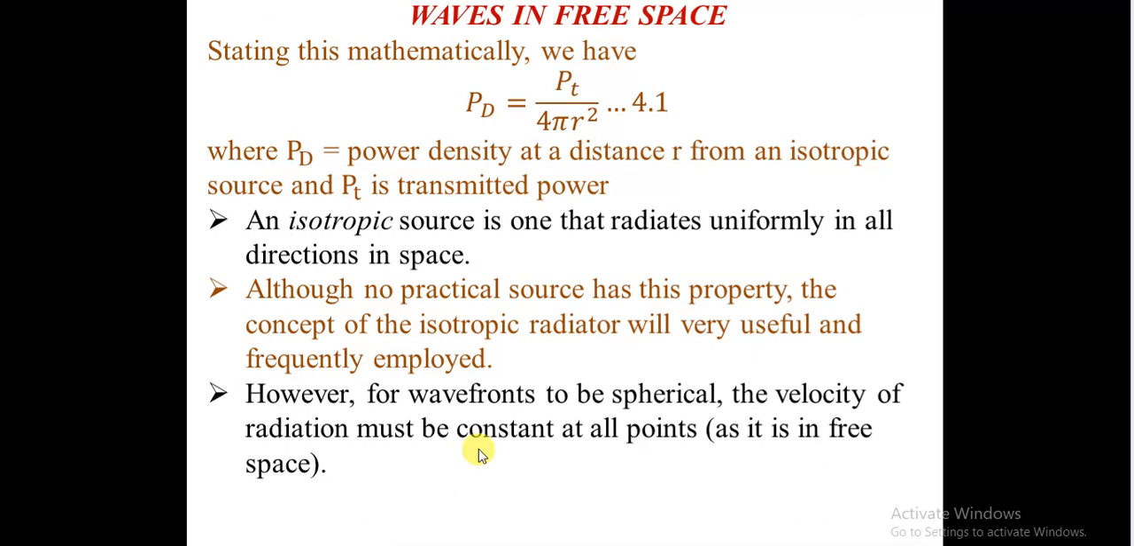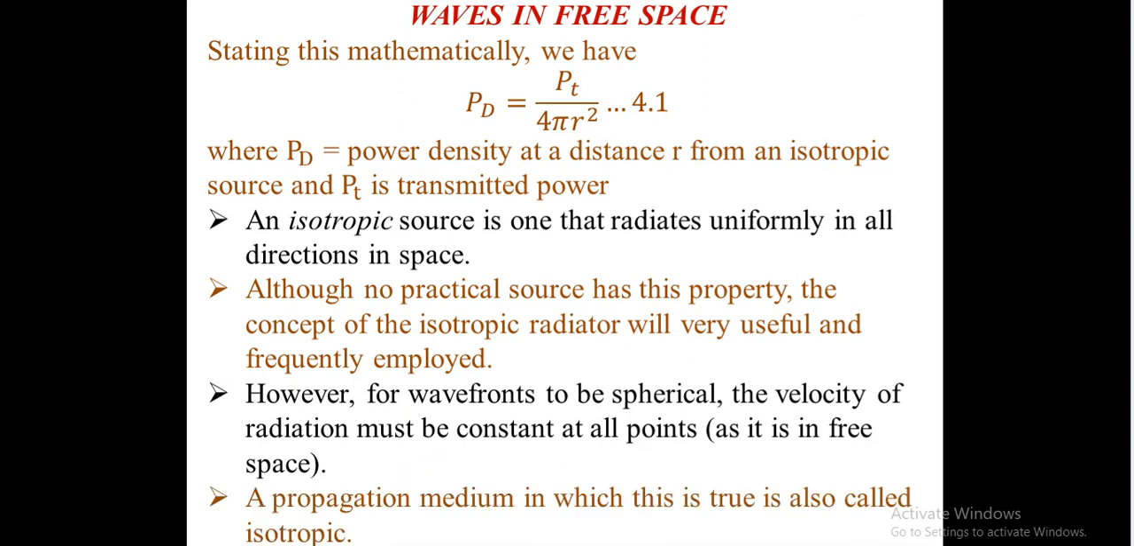Hence, for wavefronts to be spherical in nature, the velocity of radiation must be constant at all points, as it is in free space. So if you want a spherical wavefront, the velocity of radiation must be constant at all points. The propagation medium in which this is true is called isotropic. Isotropic here means the velocity of radiation is constant at all points.